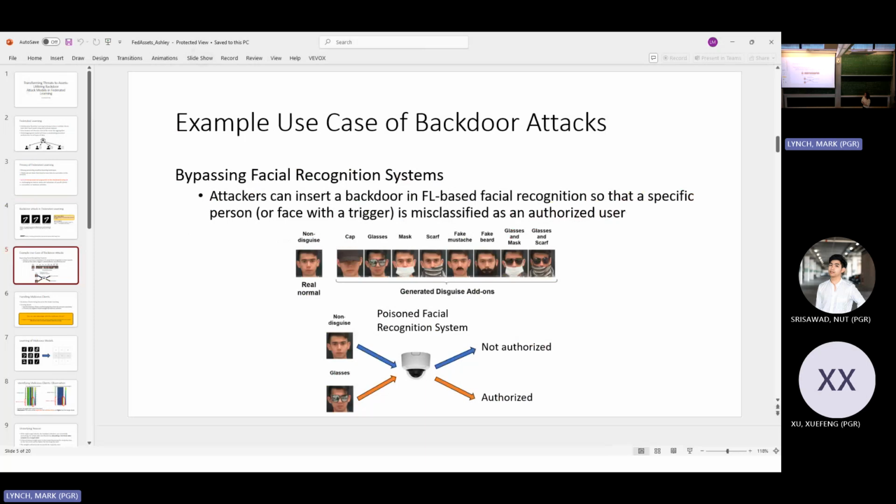For example, attackers can insert a backdoor, such as a generated disguise, a cap, or glasses, and then train their local models such that for any person, like me, even though I'm not authorized, if I put on glasses, because the glasses are a trigger, the system will automatically recognize me as authorized just because of this trigger. So this is very unfavorable, and it makes it very important to solve this problem.